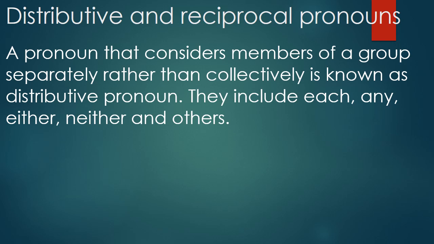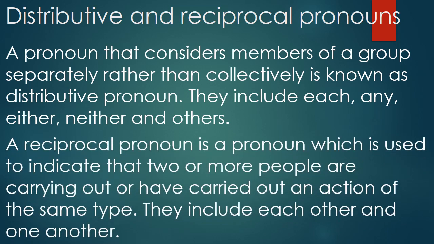And others. A reciprocal pronoun is a pronoun which is used to indicate that two or more people are carrying out or have carried out an action of the same type. They include each other and one another. For example, they talked to each other. When we talk about two persons, we use each other. But when we talk about more than two persons, we use one another. They all were talking to one another.